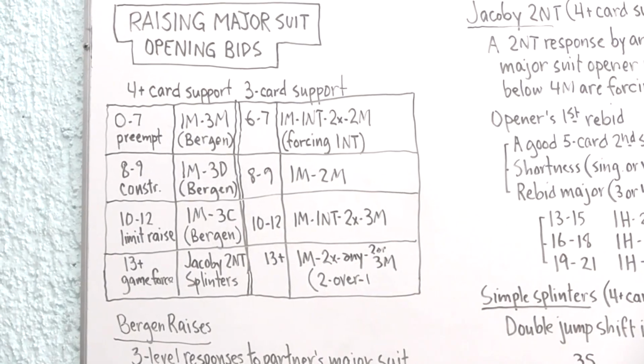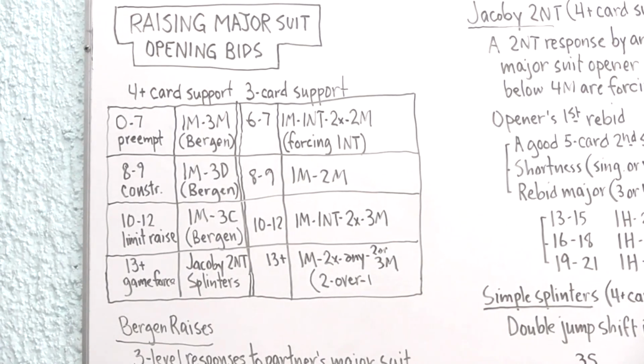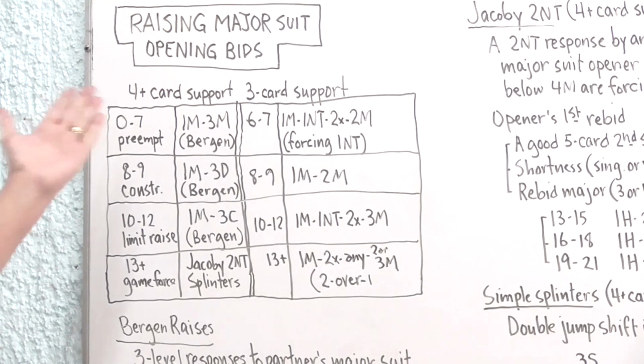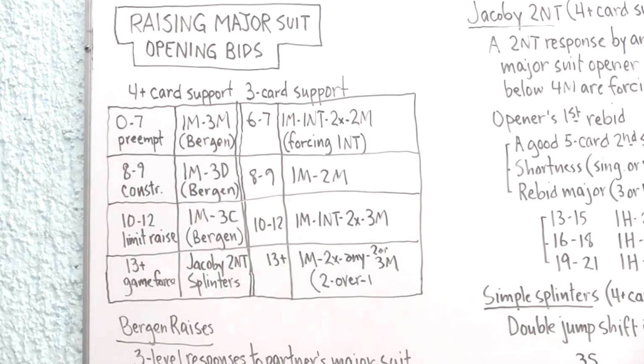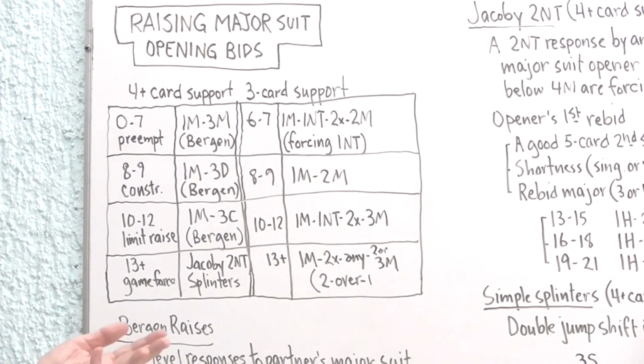In high school or college, we only raised partner's major suit with support considered 3 cards or more. We didn't make a distinction between 4-card support and 3-card support. And we only had 3 ranges. We had a minimal raise, maybe about 6 to 10, a bad 10. We had a limit range, which was like a good 10 to 12. And then with game forcing strength, we bid another way.